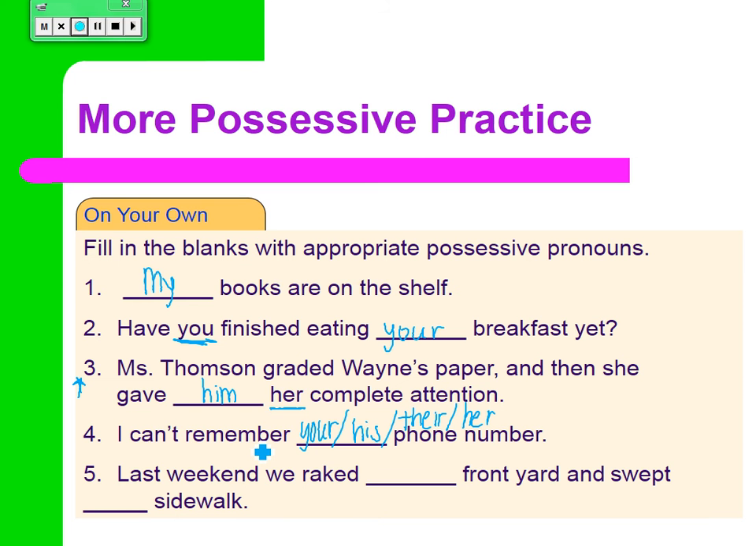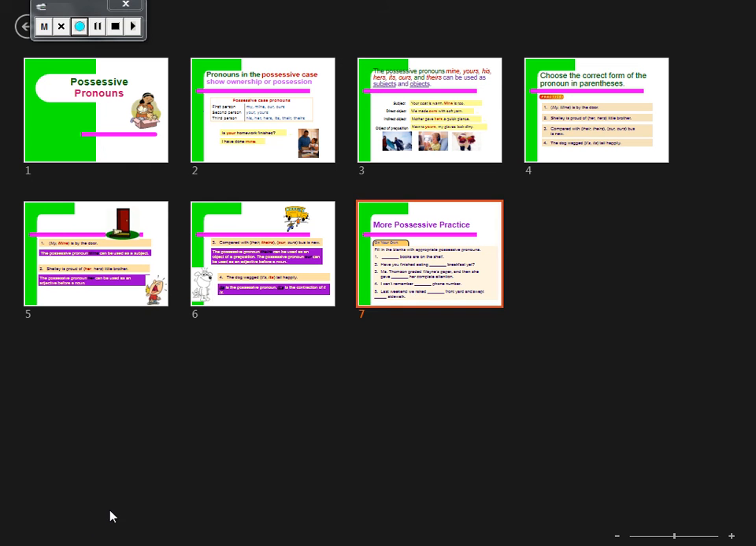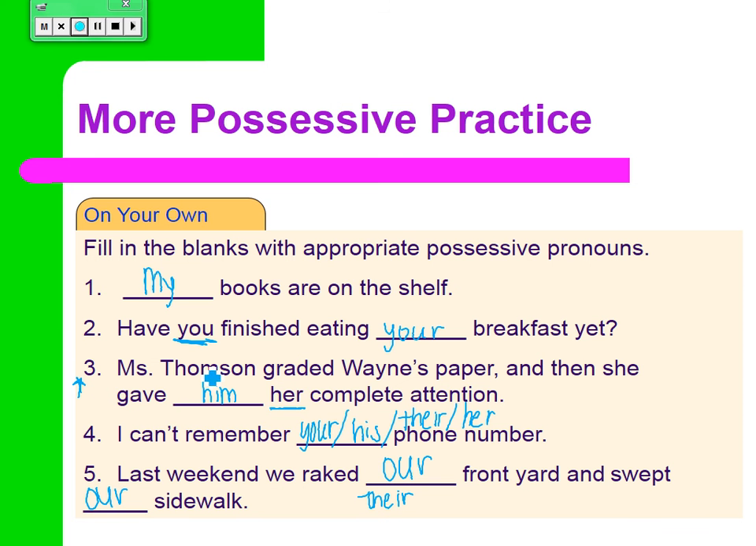Number 5, last weekend we raked blank front yard and swept blank sidewalk. So we could say our front yard and then our sidewalk. Or maybe we were talking about somebody else's, we could say their. Oh, sorry, I don't really know what happened. If you were also talking about a specific person, you could say his or her as well. So hopefully a lot of this was review, and we're going to move on to indefinite pronouns.